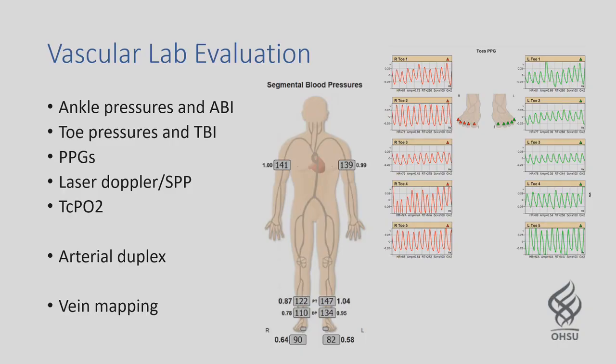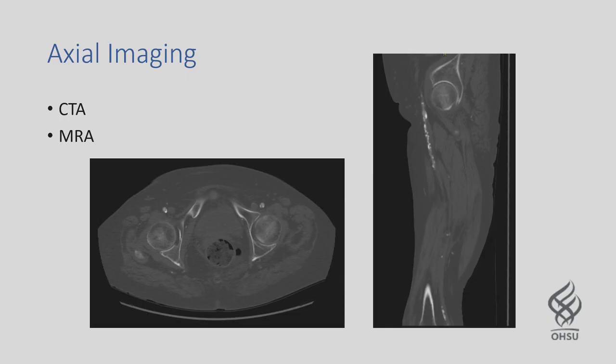I list here vein mapping, and that's referring to saphenous vein mapping in the event a patient with PAD or CLTI needs a bypass. Recently, in the New England Journal, the BEST CLI trial demonstrated in patients with CLTI that have a single segment of saphenous vein adequate for a bypass will do better with bypass than with endovascular interventions, which we've also seen in practice for years. In terms of axial imaging, CTA and MRA can be considered.